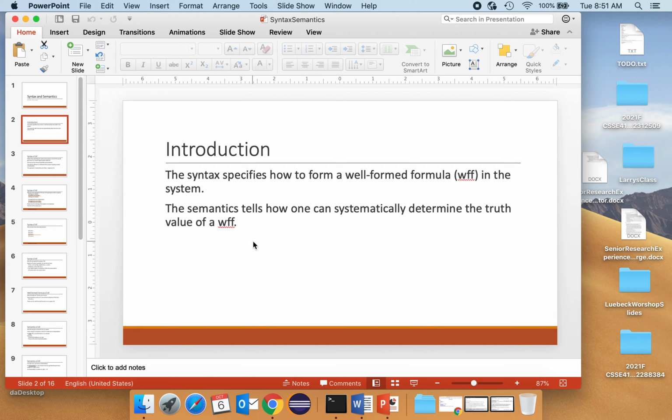The syntax typically specifies how to form well-formed formulae (WFFs) in the system. It also, by the nature of its specification, enables us to determine whether a given formula is well-formed or not. The semantics tells us how one can systematically determine the truth value of a well-formed formula. If we have the syntax of a proof system, it will also tell us how to give proper proofs. A semantics will also tell us whether a proof is correct or not. However, in this presentation, we will only focus on the syntax and semantics of well-formed formulae.